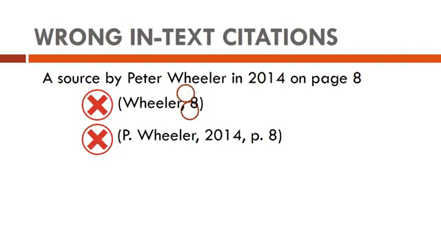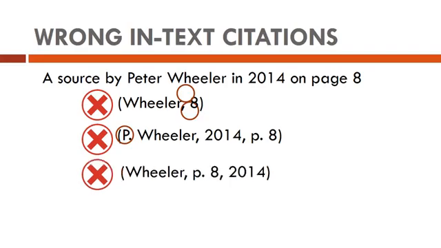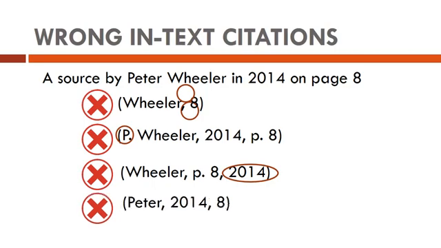If we wrote this for the in-text citation, it would be incorrect. The problem here is we put the first name's initial. Only include a last name in your in-text citation. If we wrote this, it would also be incorrect because it is in the wrong order. We always put the author's last name and then the year and then the page number. Finally, this is incorrect because we've used the author's first name. Always use the author's last name. We are also missing the P dot in front of the 8.